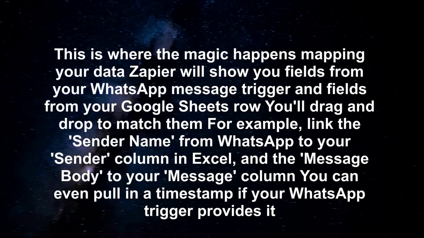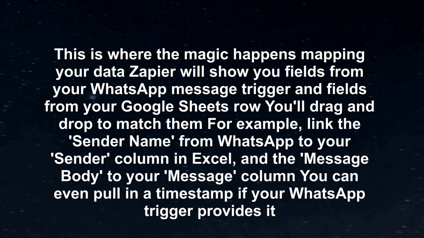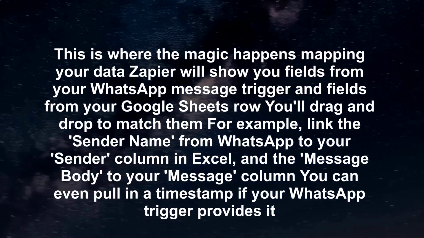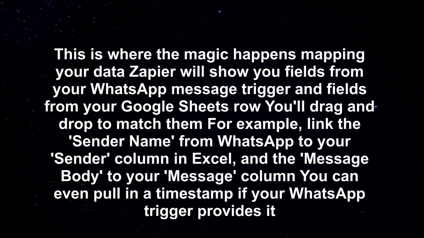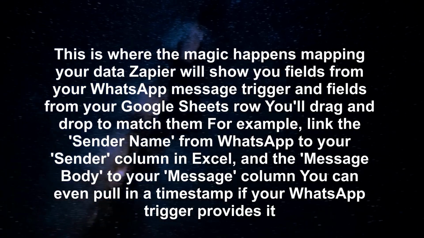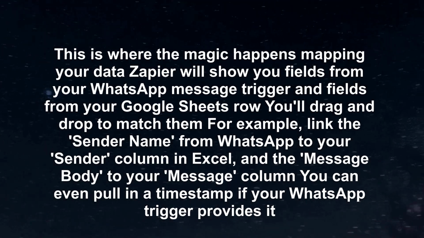This is where the magic happens. Mapping your data. Zapier will show you fields from your WhatsApp message trigger and fields from your Google Sheets row. You'll drag and drop to match them. For example, link the sender name from WhatsApp to your sender column in Excel, and the message body to your message column. You can even pull in a timestamp if your WhatsApp trigger provides it.